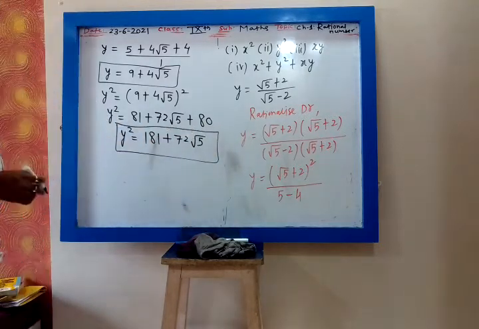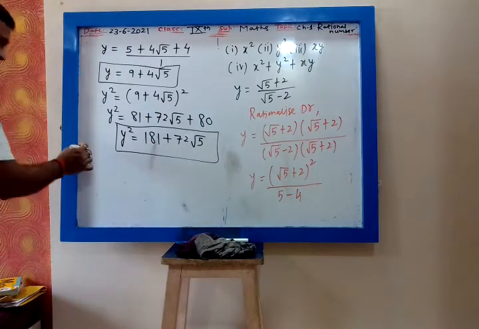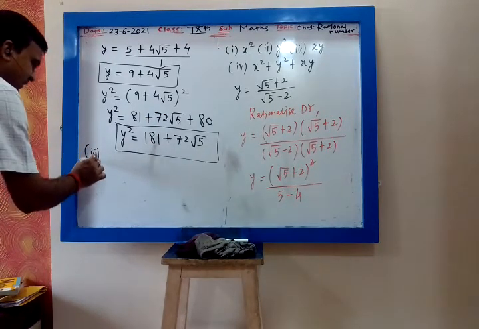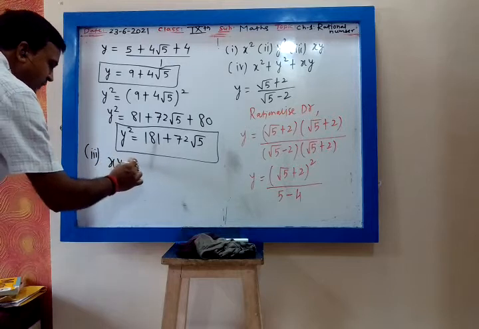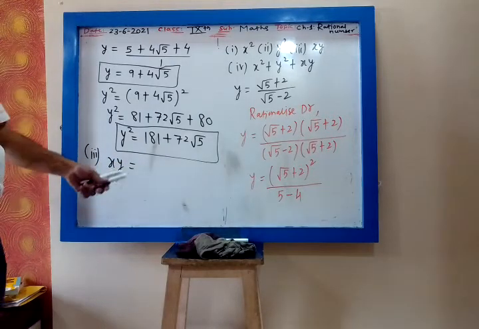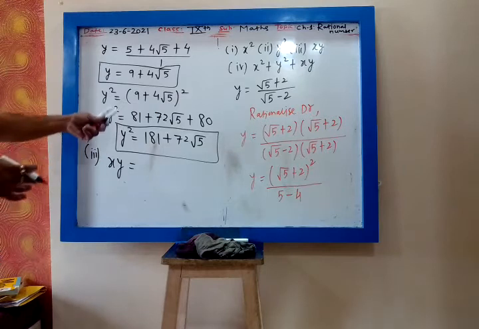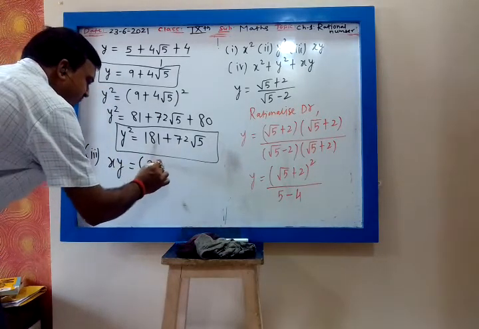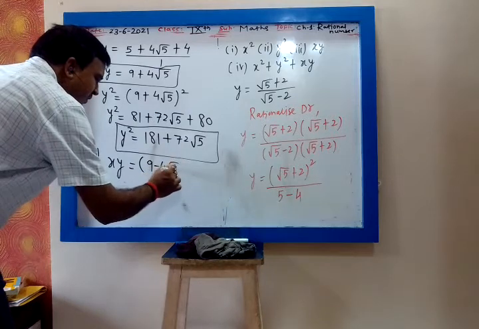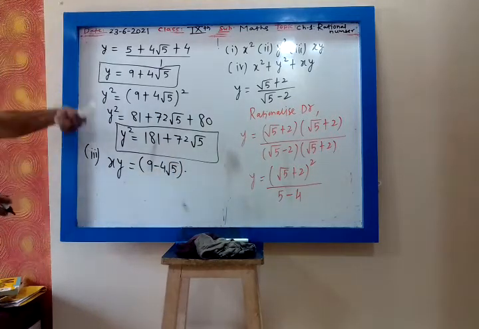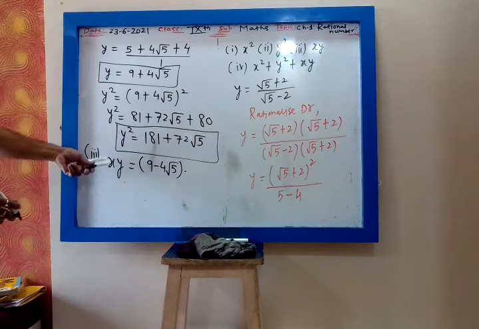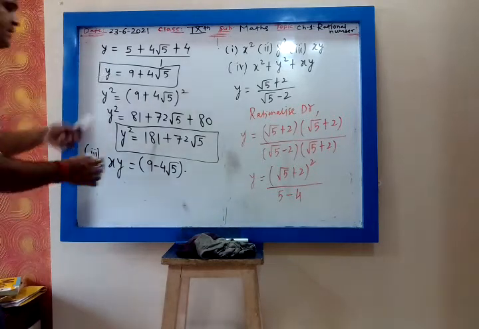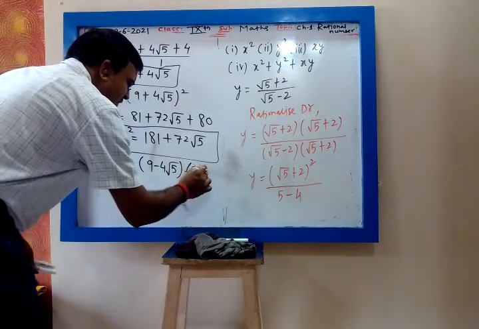Now third, it is asked, find xy. For x and y, you have to use the simplified form. What was x? X was 9 minus 4 root 5. And for y, don't write that division wala x. You take the simplified form of x. Y is 9 plus 4 root 5. Just substitute the value.